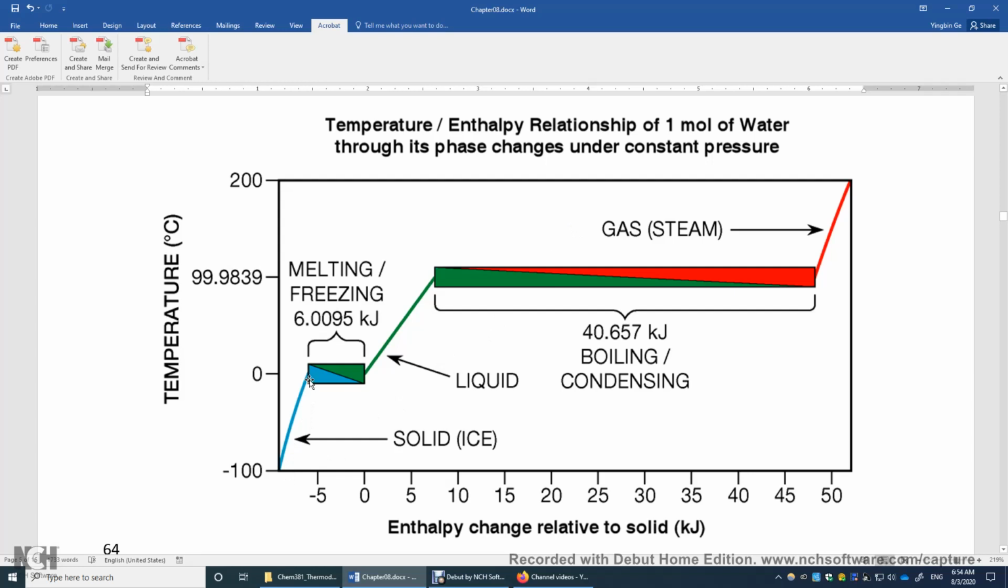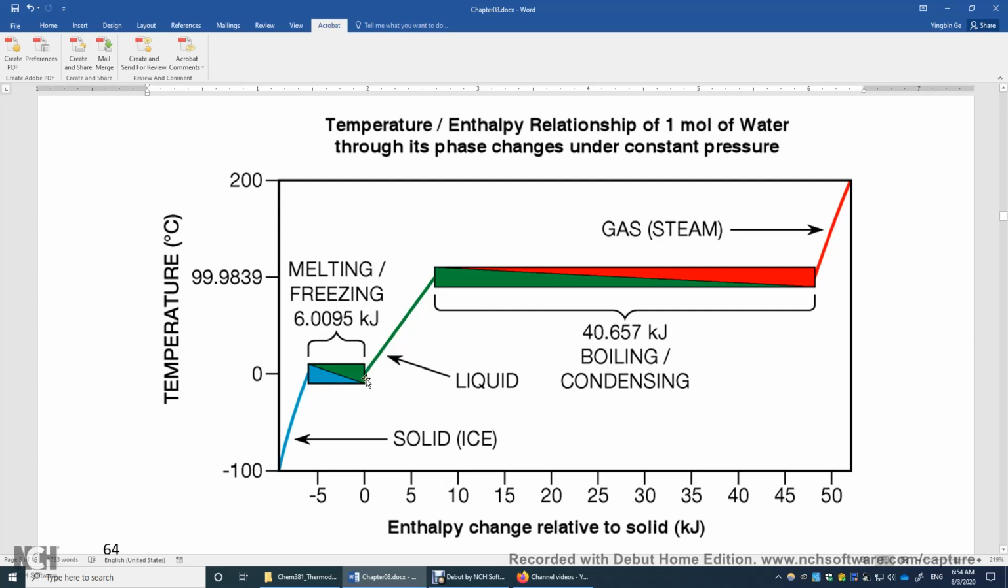At 0 degrees Celsius, you provide more heat. How does the temperature change? It's not going to change. It's going to be constant right here. Why? The heat is used to melt the ice. This is the so-called enthalpy of fusion. Under constant pressure, it's enthalpy of fusion. Under constant volume, well, that's hard to maintain, but in case you're talking about constant volume, this is the internal energy of fusion.